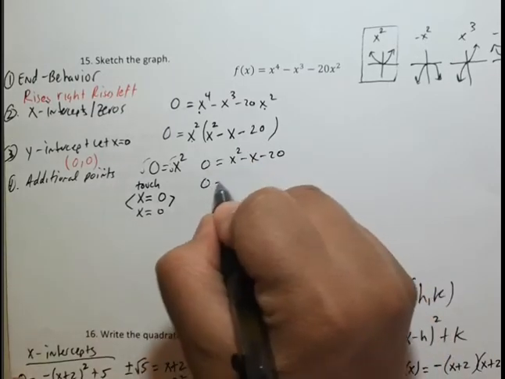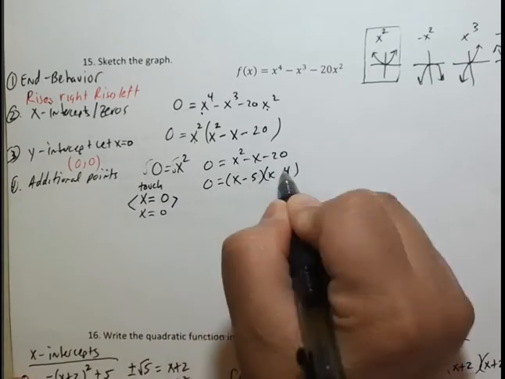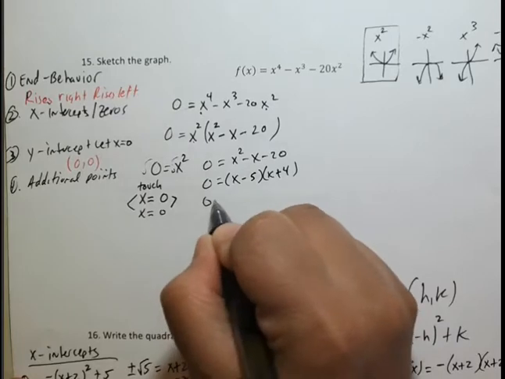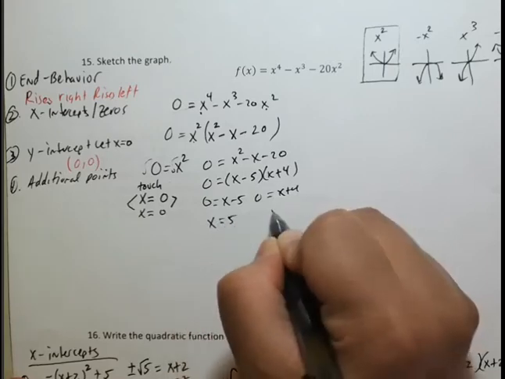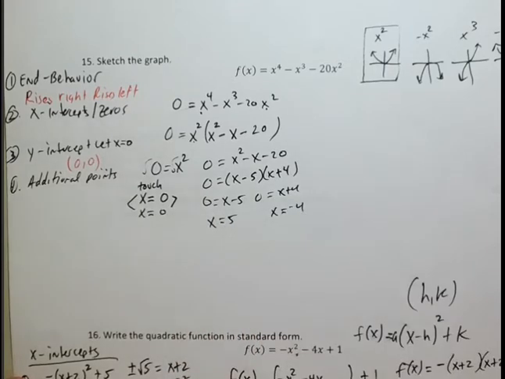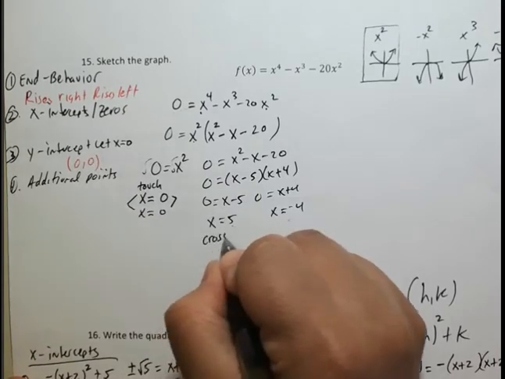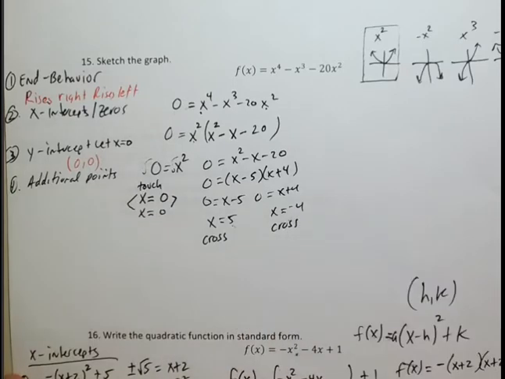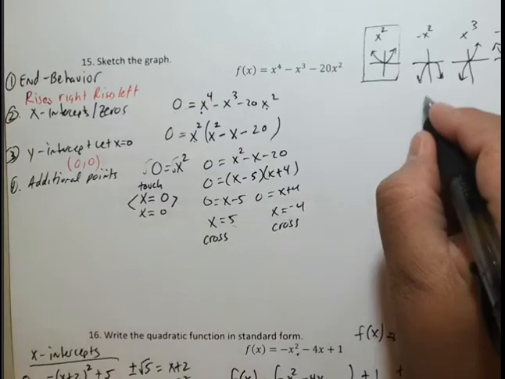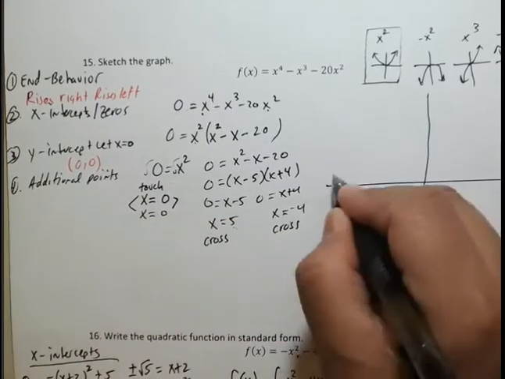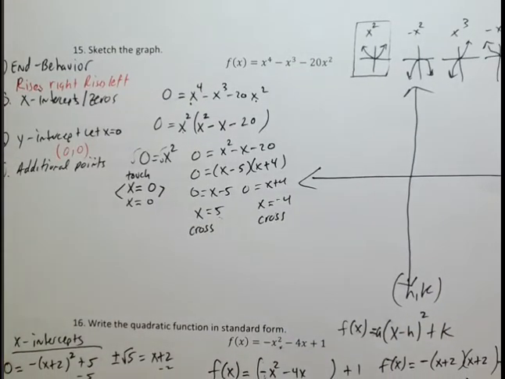Here we can either use the quadratic formula or try to factor. I'm going to factor since it's factorable. So my zeros are x equals 5 and x equals -4. Since these only appear one time, I know that the graph is going to cross at those 2 points. Any questions on that one?